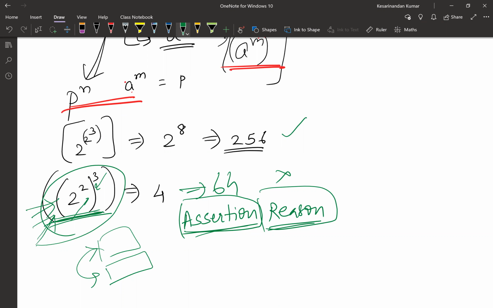How come? Because in the second case, the whole cube is on 2 power 2, but in the first case, the cube is on 2, and then the 2 power cube is on again the base 2. Then why are we getting different answers? Because of the brackets we have made. But we are anyway multiplying all the things, right?